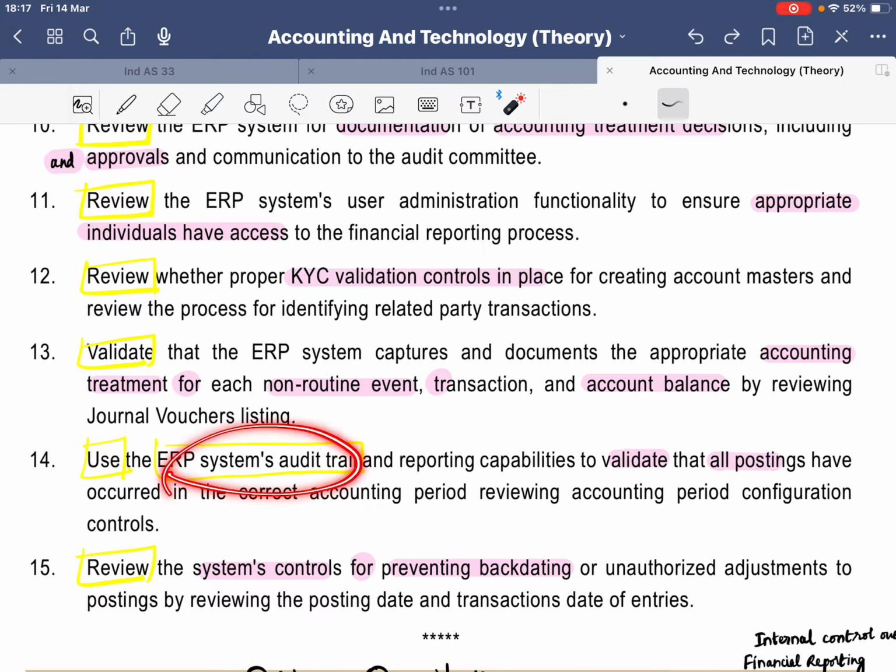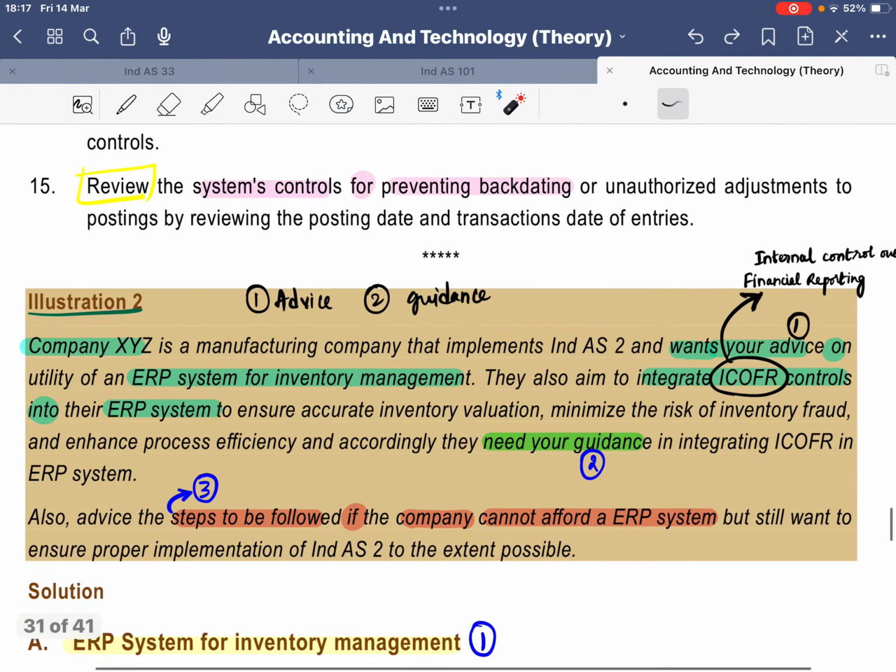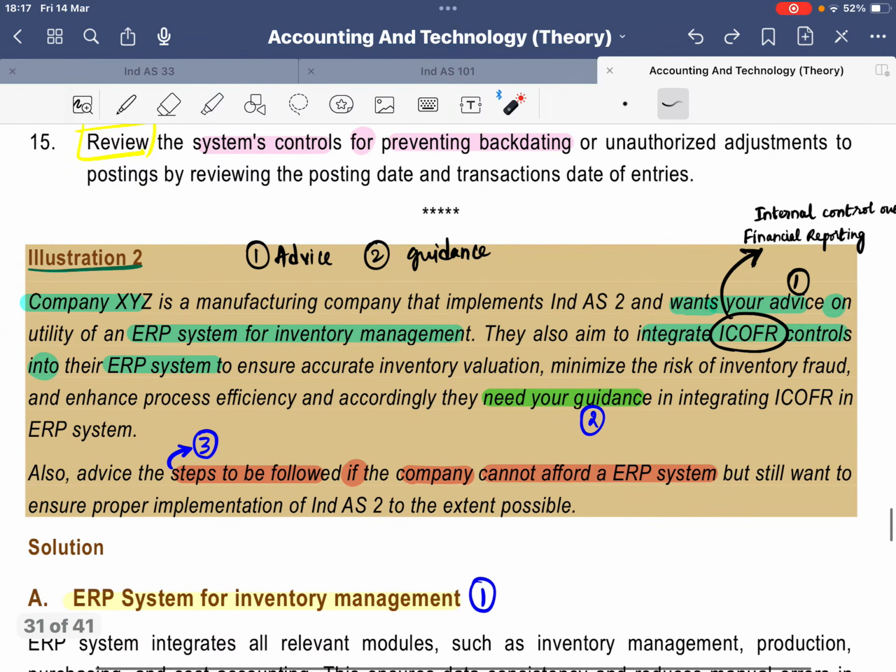Use ERP system audit trail. Validate all postings. Review system controls for preventing backdating. Illustration 2.